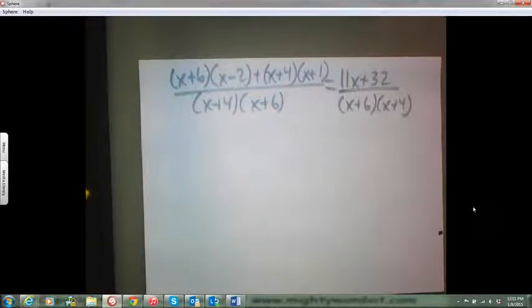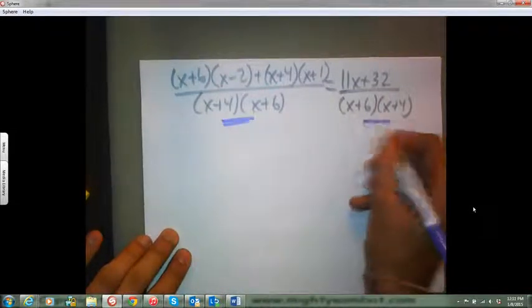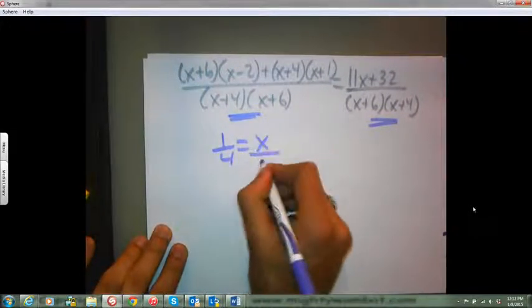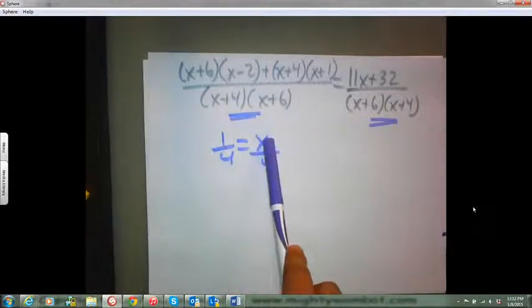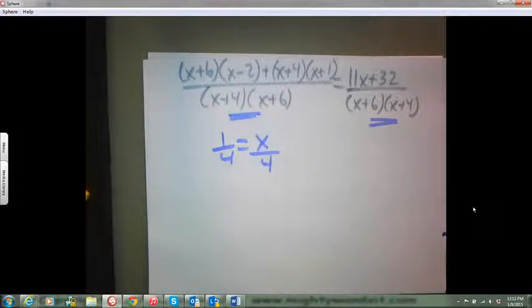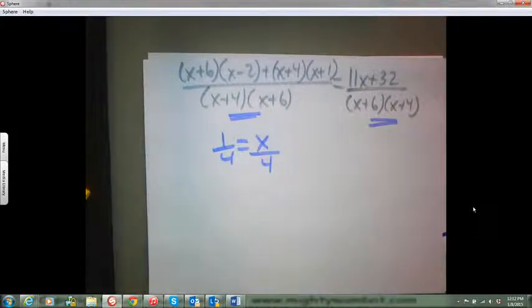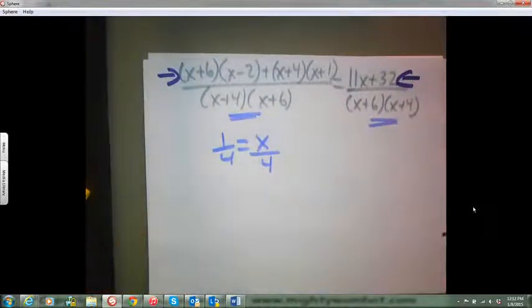So now we have a fraction equal to a fraction where the denominators are the same. If you think about this intuitively, if two fractions have the same denominator, and I tell you they're equal, the numerators must also be equal. In other words, this must equal this. We don't even need to worry about the denominators. They're already equal.